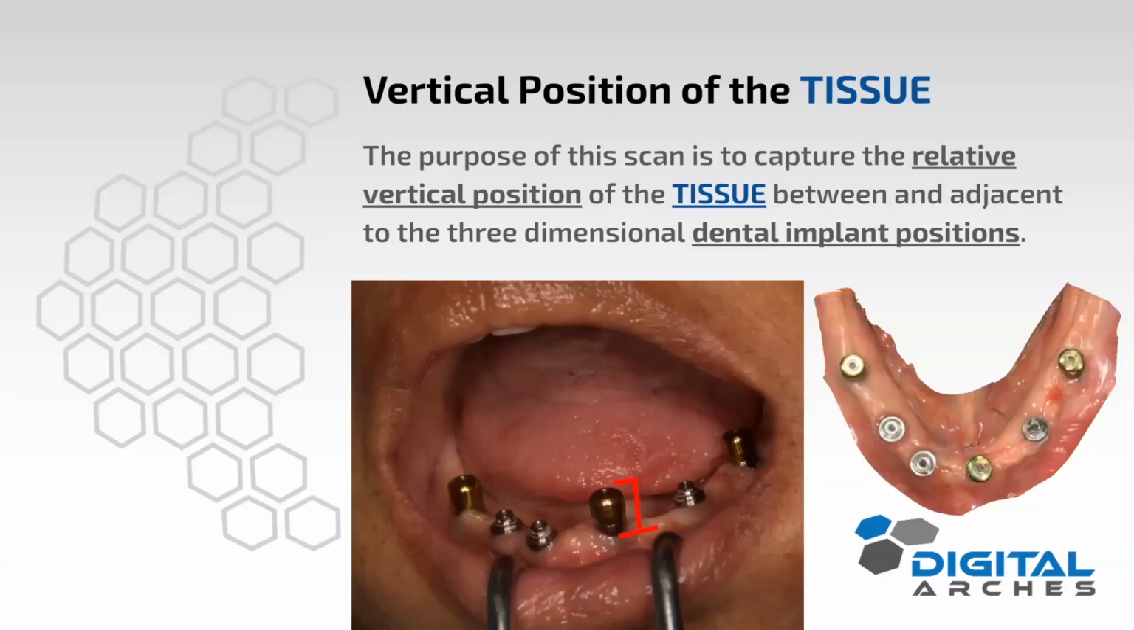And of course, the vertical dimension of the tissue is critical as well. Just making sure that the tissue height in relationship to the implant positions is exactly as ideal. Basically, you know exactly where that tissue is in relationship to the dental implant positions. So being able to determine that is very critical as well.